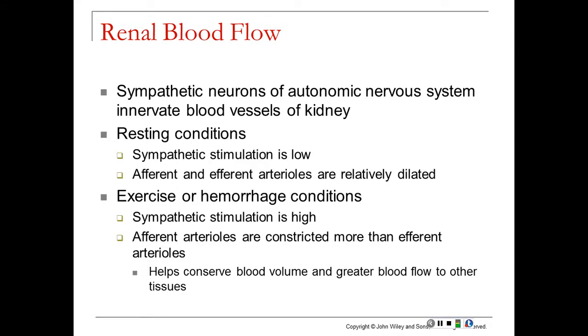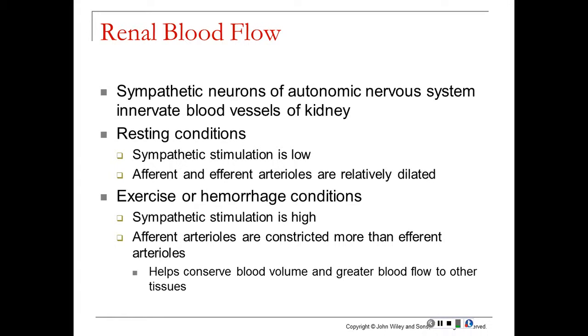Sympathetic neurons of the autonomic nervous system are innervating the blood vessels of the kidney. So under resting conditions, the sympathetic stimulation is low. Afferent and efferent arterioles are relatively dilated. They're nice and large, letting lots of blood in, lots of urine being formed.